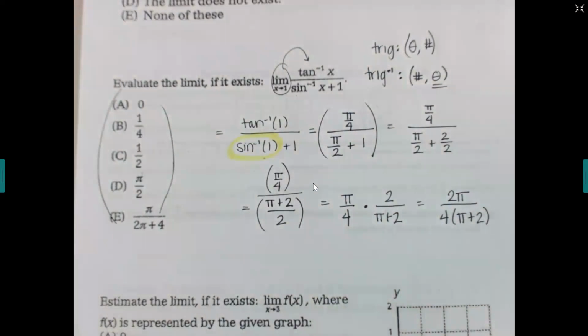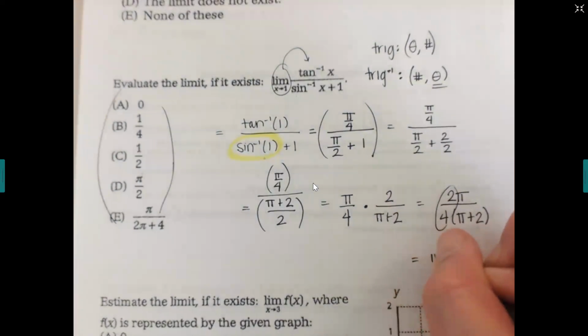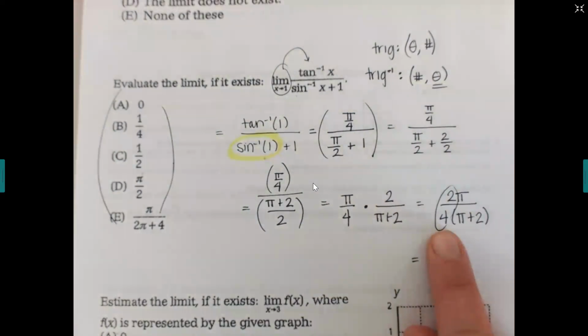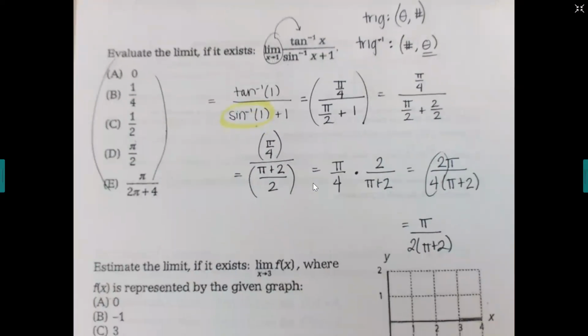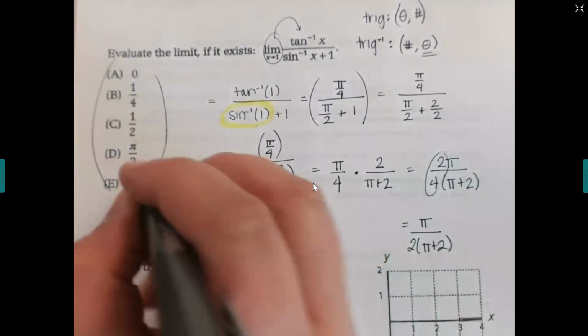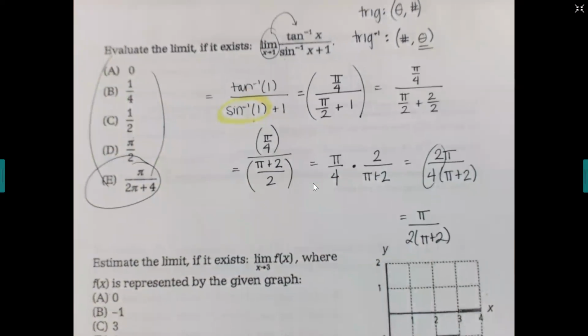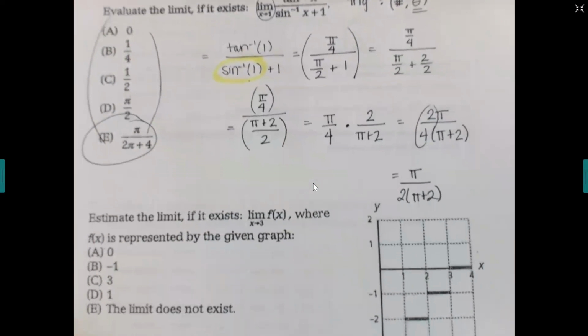And then I'm not even going to multiply it in because what do I see can happen out here in the front? What can those divide by? 2. So 2 pi divided by 2 would just be pi. And then 4 divided by 2 would just be 2. So if you keep that 2 out in the front, then you can produce this. So what answer would we want there? E.